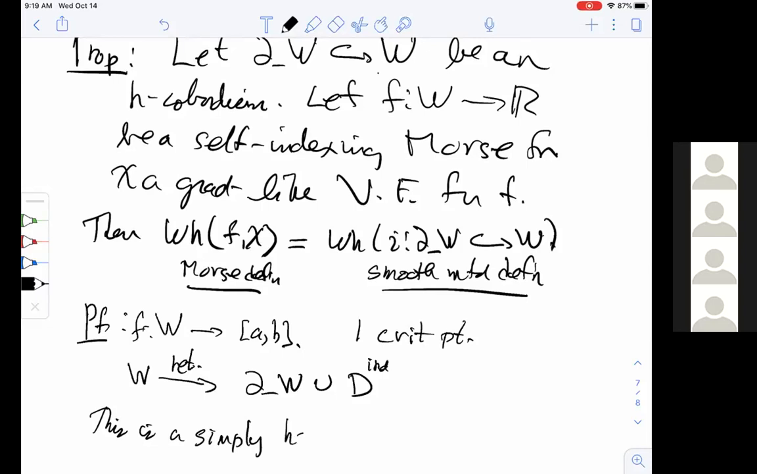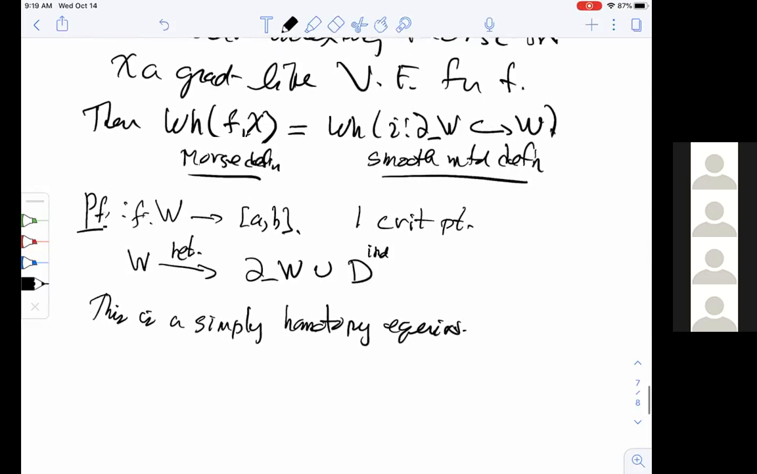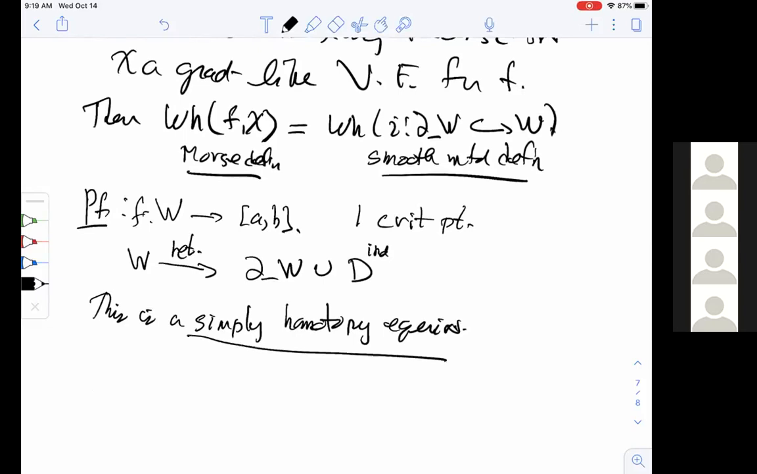A simple homotopy equivalence. I'm not sure I defined this last time. If I didn't, I'll say what it is now. You have a homotopy equivalence of manifolds that have geometric structure, so that you can define the Whitehead torsion of that homotopy equivalence. The homotopy equivalence is said to be a simple homotopy equivalence if the Whitehead torsion is trivial. So this contracting map is a simple homotopy equivalence. And then you go by induction.